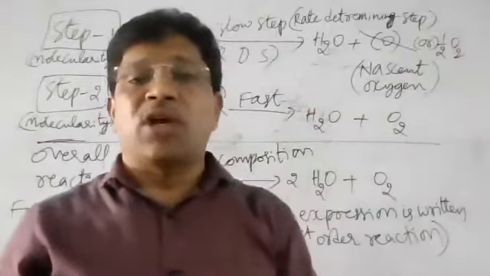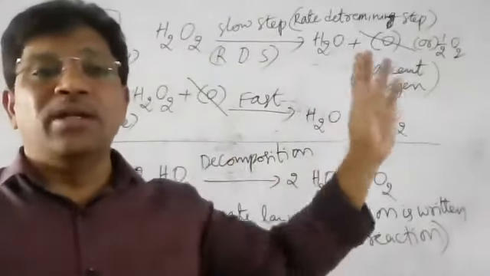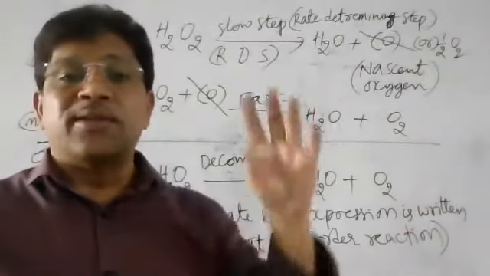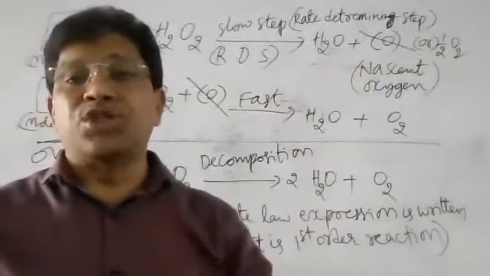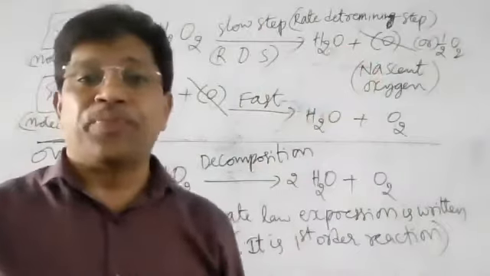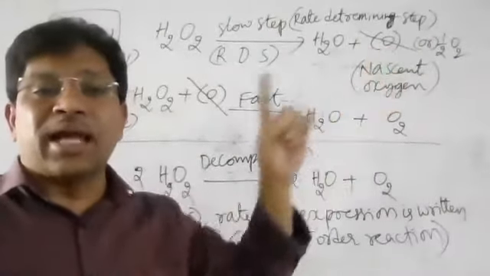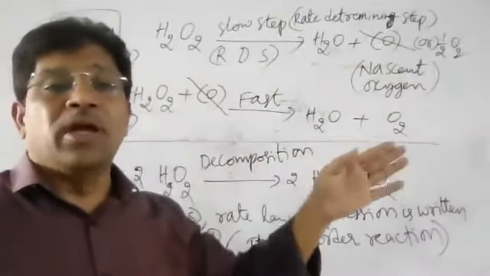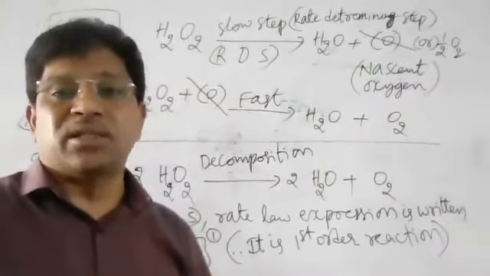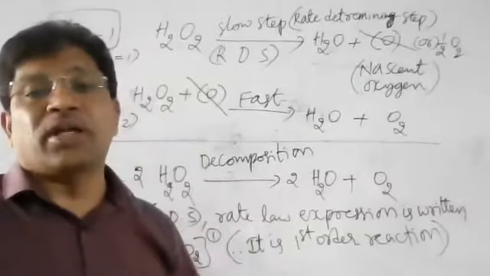So in first step, what happened here? The H2O2 dissociated into H2O and half O2 or nascent oxygen. That is the slow step. Experimentally, we have understood that the first step is the slow step. And in second step, what happened again? This nascent oxygen attacked H2O2 to form H2O and O2. Second step occurs very fast. It is observed experimentally that the second step is very fast.